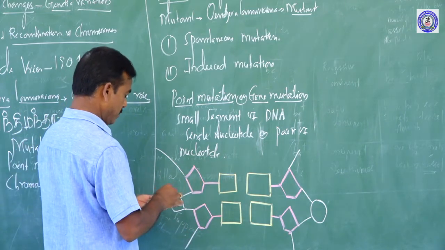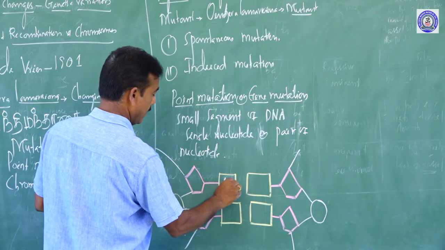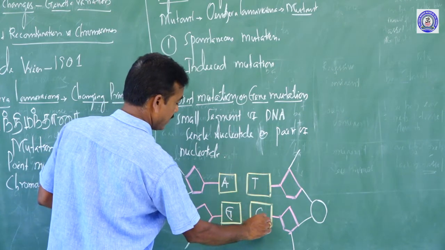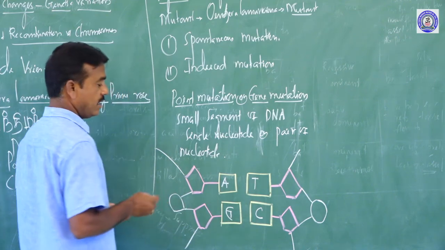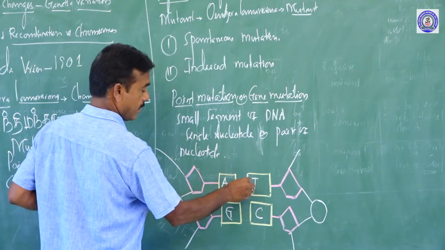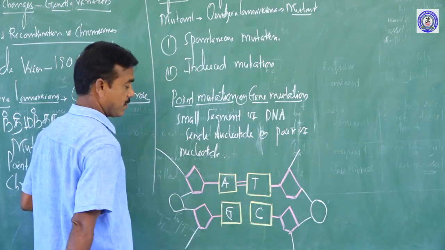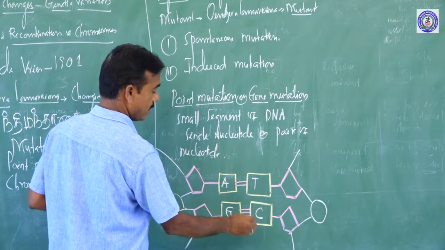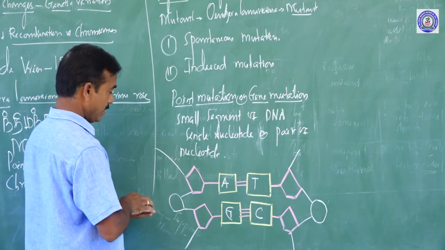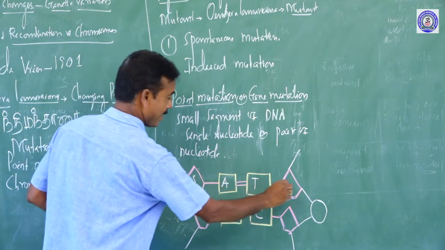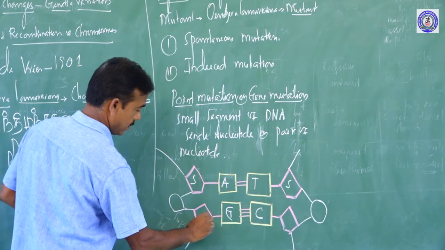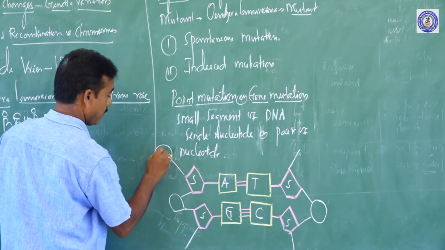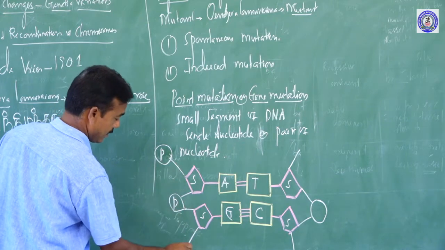That is nitrogenous bases: adenine, thymine, guanine and cytosine. Adenine and thymine have 2 hydrogen bonds. Guanine and cytosine have 3 hydrogen bonds. That is sugar. That is phosphate.